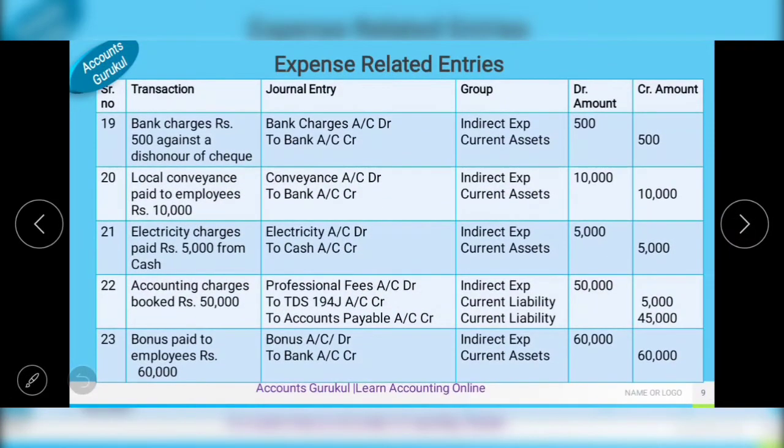Now the next, again there are some common entries that also we have covered here. The first, bank charges of rupees 500 against a dishonored check. Check bank mein jo deposit kiya tha wo dishonored ho chuka hai and bank has debited that 500 rupees to us. Then what we have to pass the entry for that. So bank charges account debit to bank account credit because it's indirect expenses and it's going out from the bank. सो बैंक को हम लोगों को क्रेडिट करना है with that amount, that is 500 debit and 500 credit.